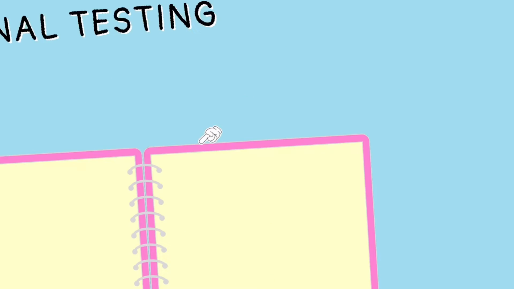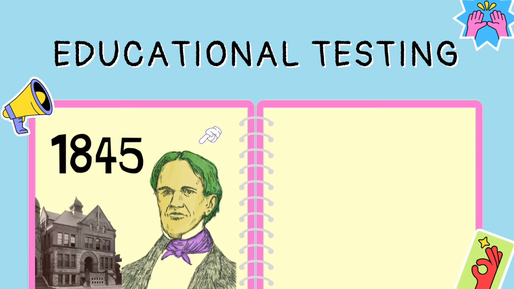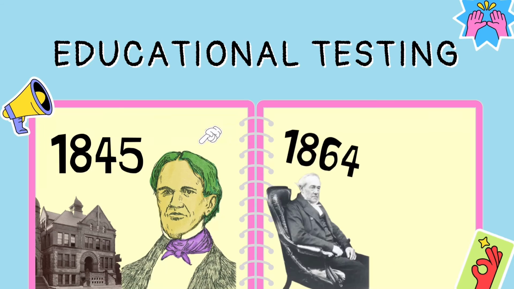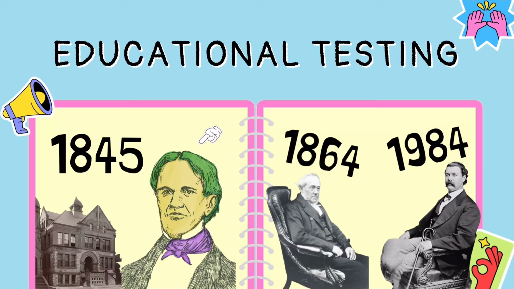Educational testing. 1845, Horace Mann introduced the written examination to Boston schools. 1864, Reverend George Fisher, an English scientist, attempted to measure the achievement of pupils and devised and used the first objective measures of achievement. 1894, J. M. Rice invented the first comparative objective test.